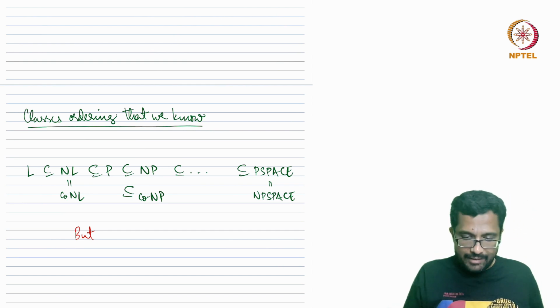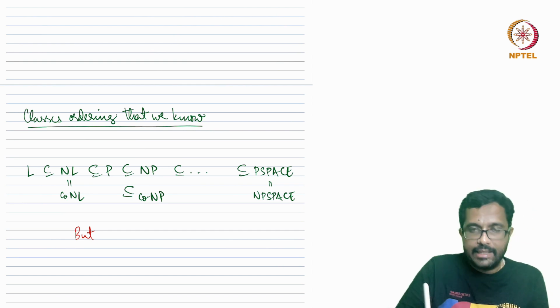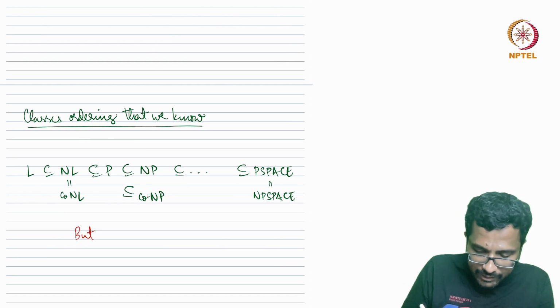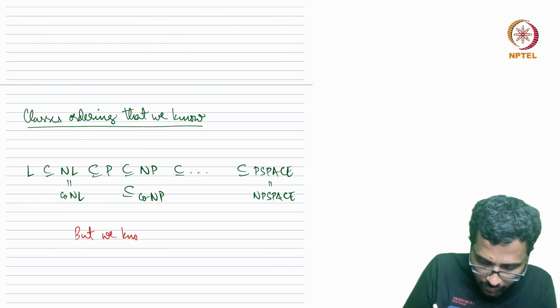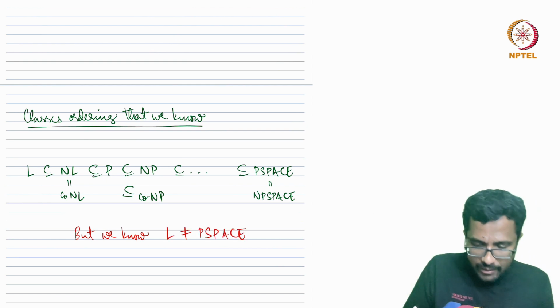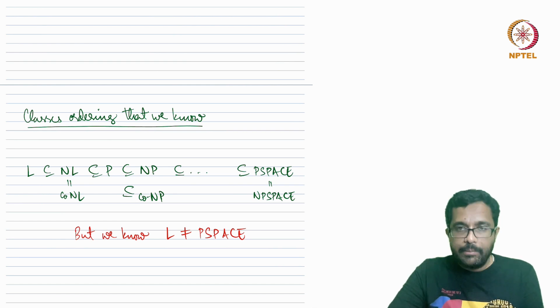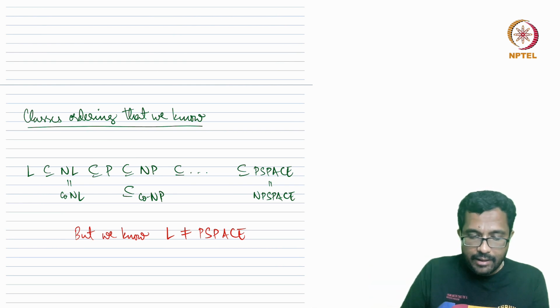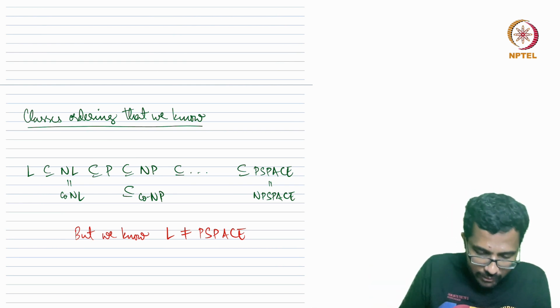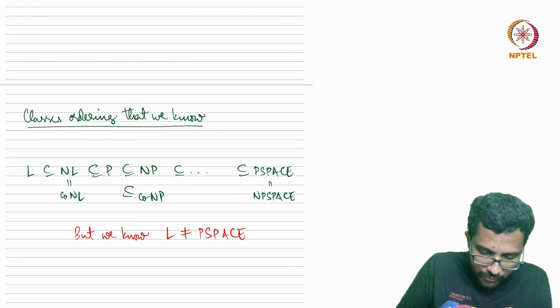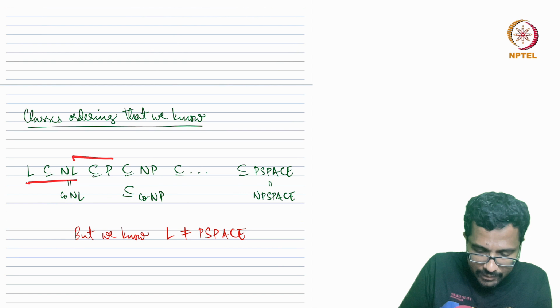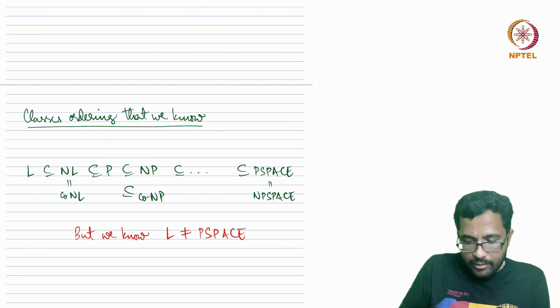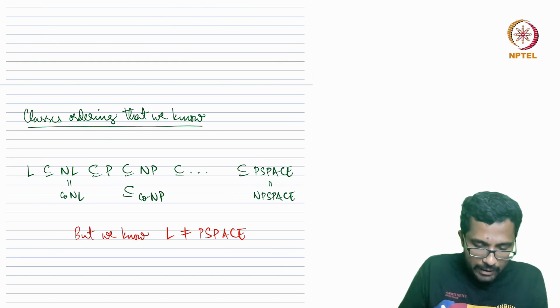Out of all these classes, there are some that I have listed to be equal: NL and co-NL, and PSPACE and non-deterministic PSPACE. The only other thing that we know is L is not equal to PSPACE, right? That's what I mentioned. Because of the space hierarchy theorem, L is not equal to PSPACE, meaning there are languages in PSPACE but not in L. So just think about it. You have a sequence of sets, this contained in this contained in this, and so on. But we know that the leftmost and the rightmost are different. So it cannot be that all of these are equal.